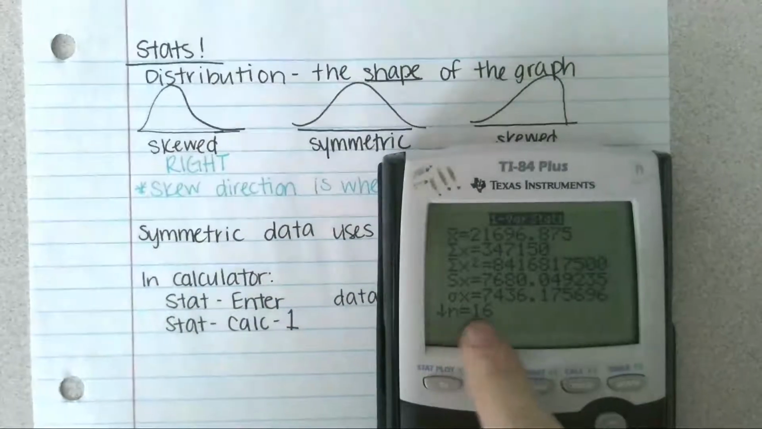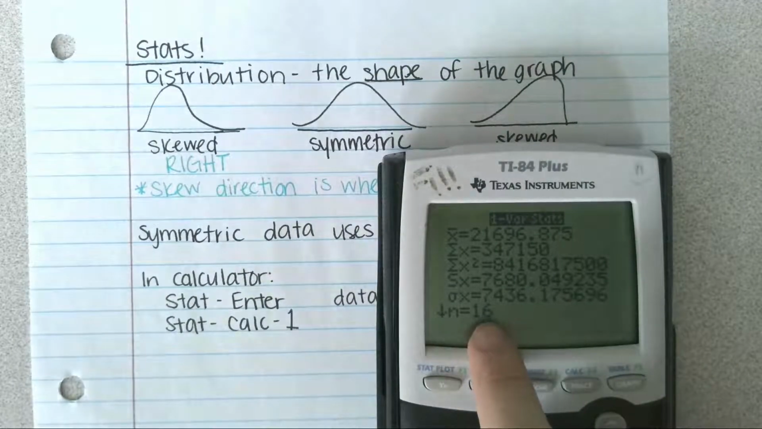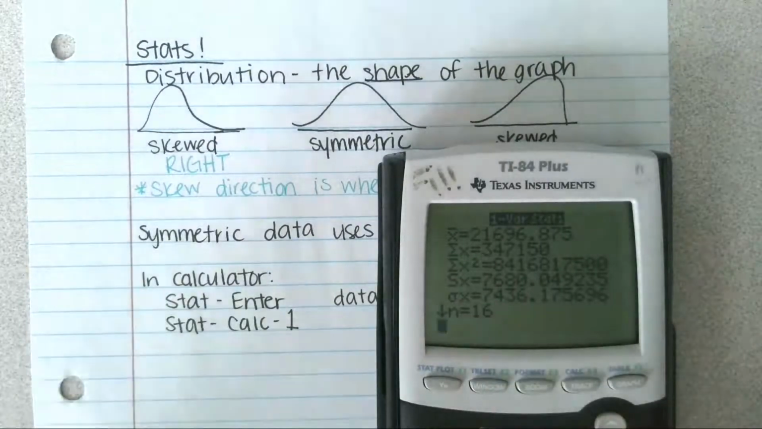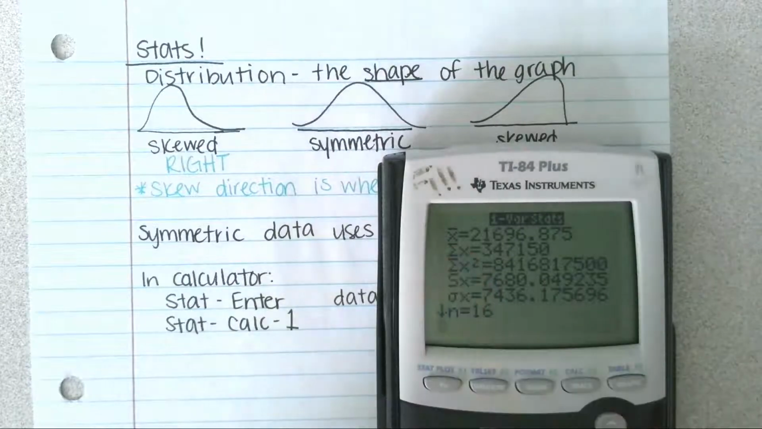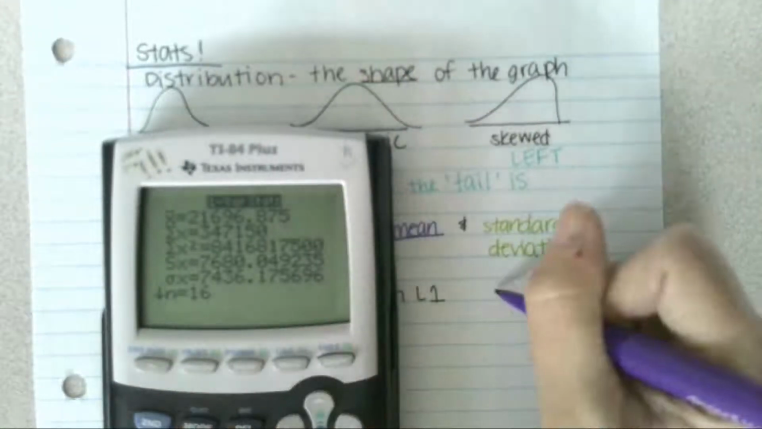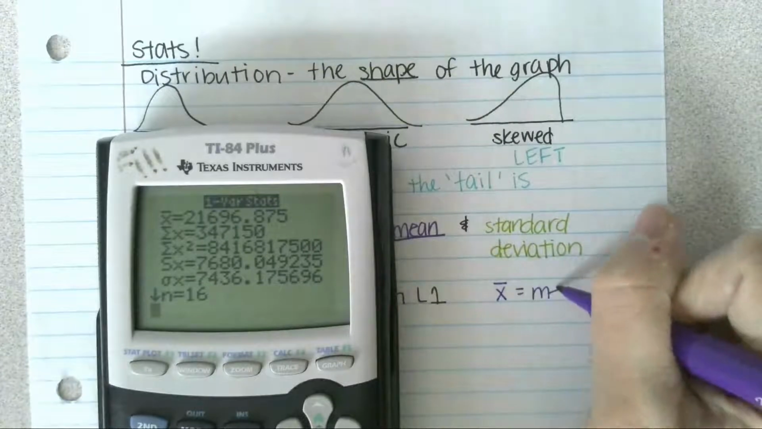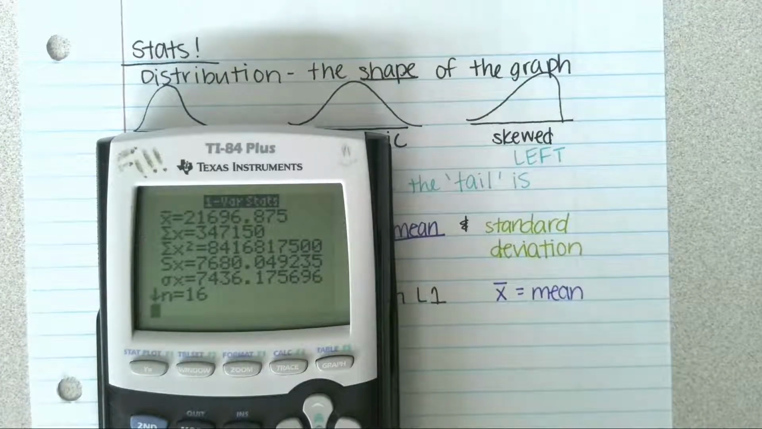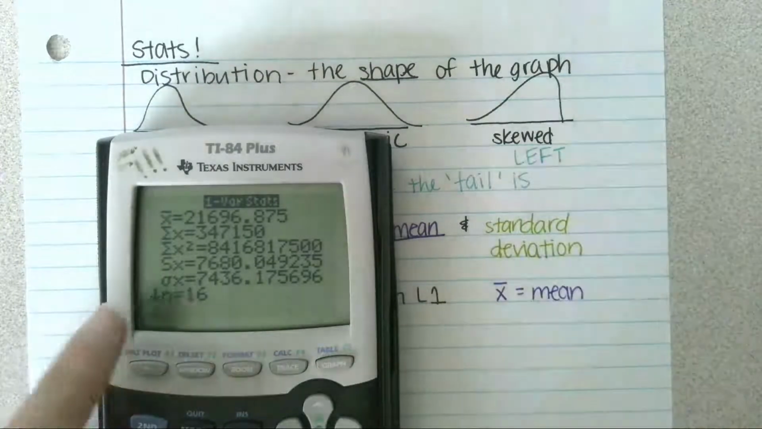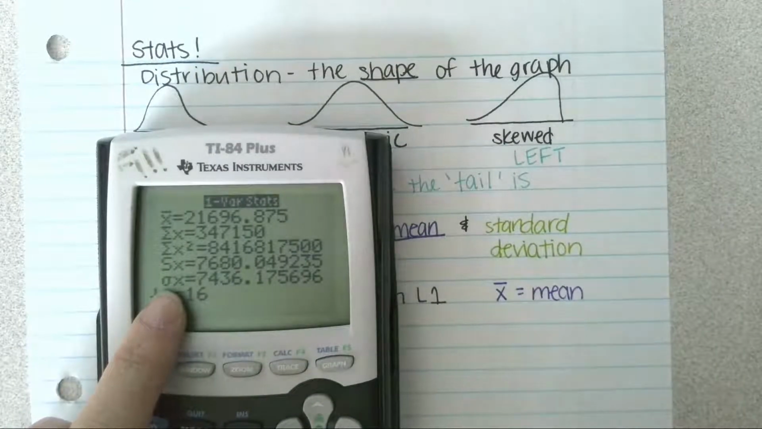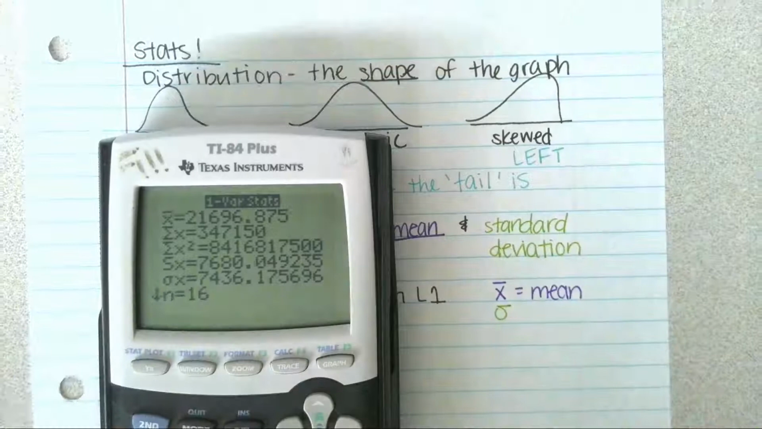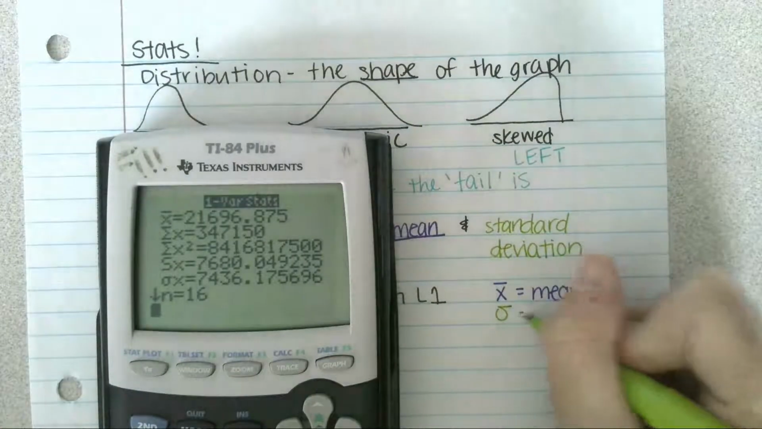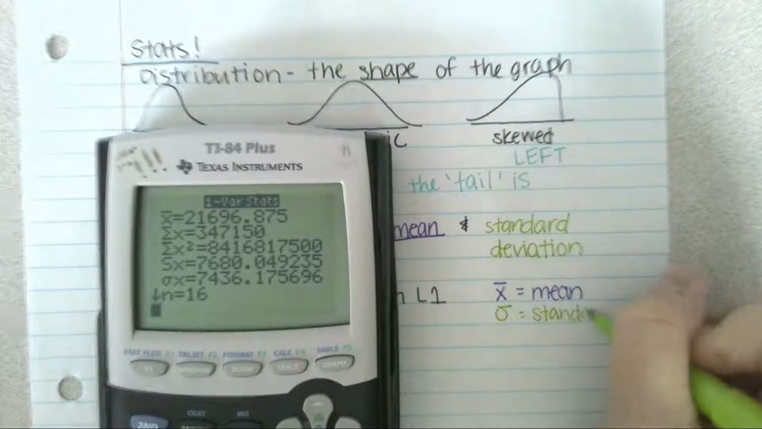N equals 16 tells me that I have 16 data points in my list. And now this is the information that we want to know. So in here, this very first value, this x with a bar over it, that represents our mean. So x bar is the value for mean. And this last one here, this little sigma with a little thing at the top, that's our standard deviation. I commonly refer to it as ponytail because it looks like a girl with a ponytail sticking out of her head. And that is what represents our standard deviation.